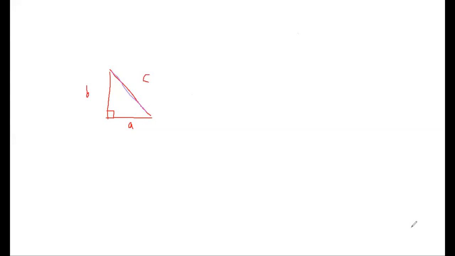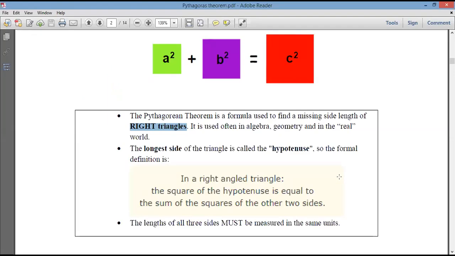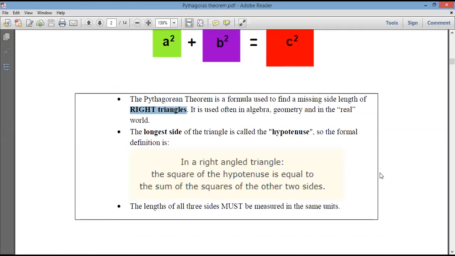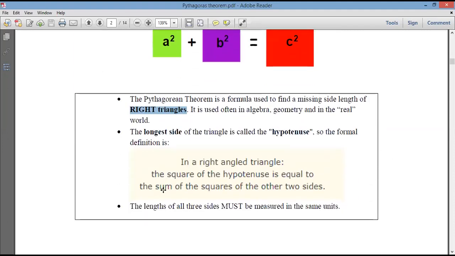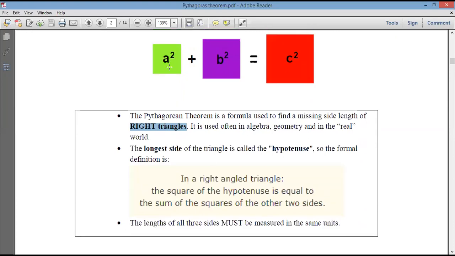Okay, then we go back to the note. So in a right angle triangle, the square of the hypotenuse, which for this right angle triangle is C, will equal the sum of the squares of the other two sides. The other two lengths are A and B, right? So you have A square plus B square. Okay, so you have this formula.